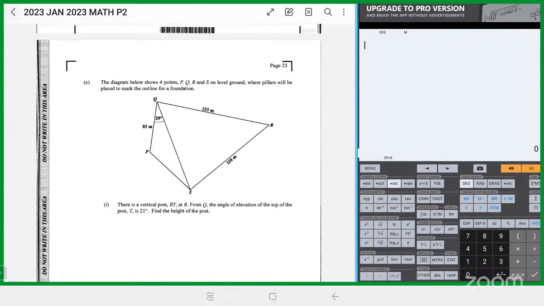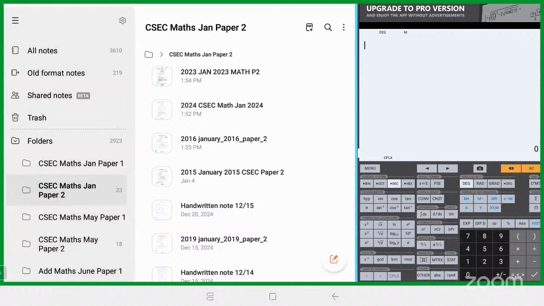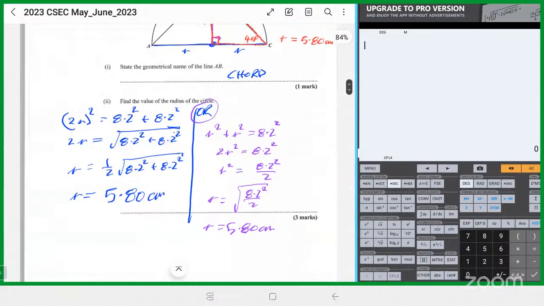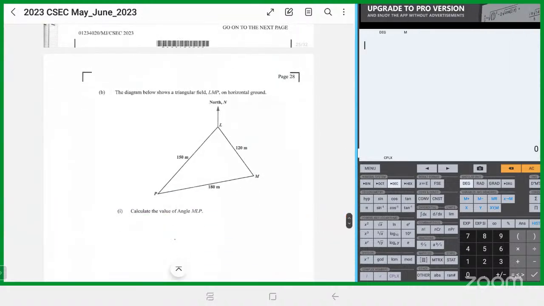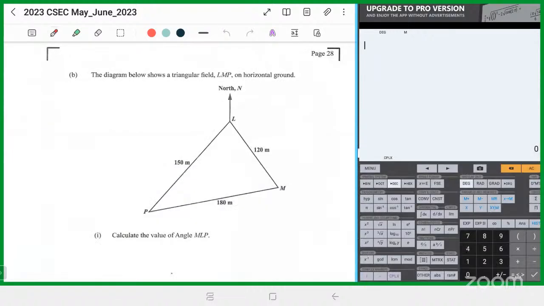All right, so let's look at mean 2023. All right. Looks like a straight line. All right, let's look at this one. So this one says, the diagram below shows a triangular field L, M and P. So it's a field, so the distance will be in meters. For a city, the distance will be in kilometers. If it's on a piece of paper, the distance would be in centimeters. So that's the scale of measurement I use.